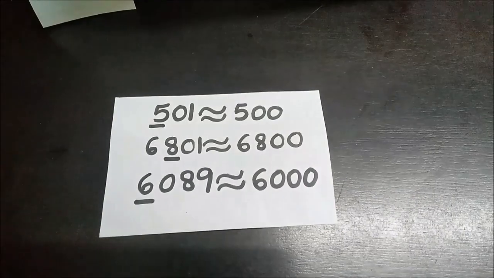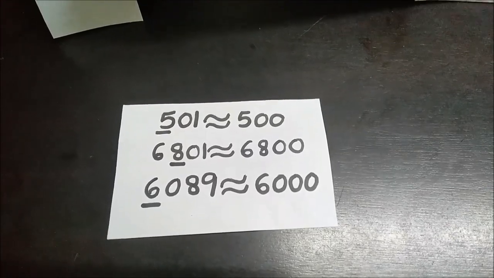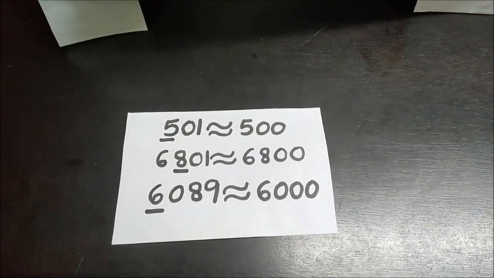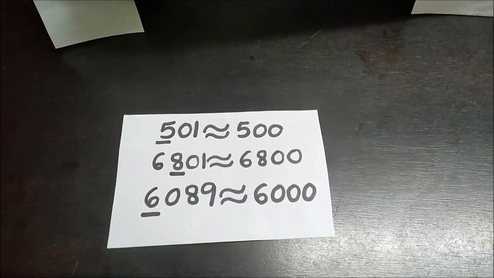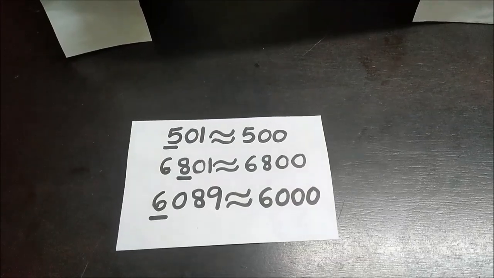For example, when we round off 501 to the nearest hundreds, we get 500. When we round off 6801 to the nearest hundreds, we get 6800. When we round off 6089 to the nearest thousands, we get 6000. No change in the underlined digits.